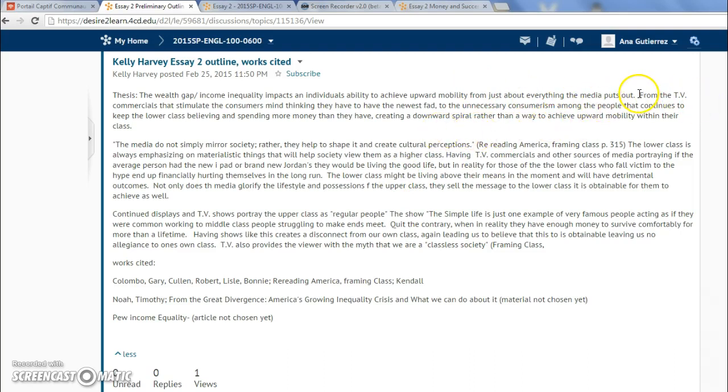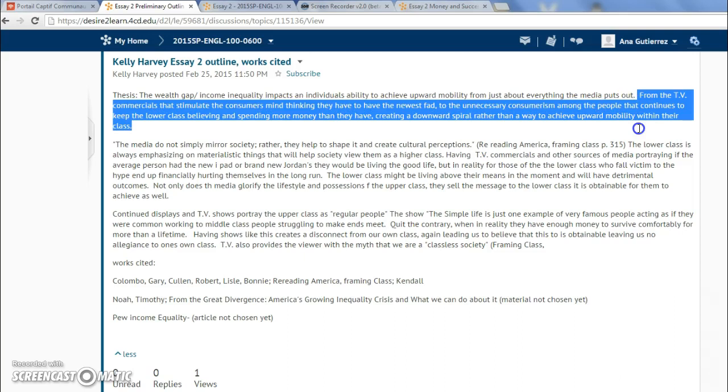I'll read this next sentence. From the TV commercials that stimulate the consumer's mind thinking they have to have the newest fad, to the unnecessary consumerism among the people that continues to keep the lower class believing in spending more money than they have, creating a downward spiral rather than a way to achieve upward mobility within their class. So that's not phrased in the most direct way or in the most clear way.